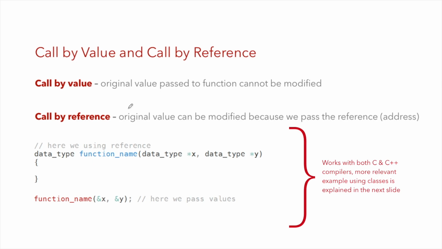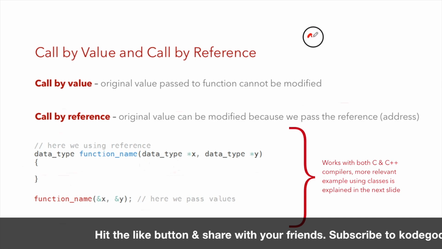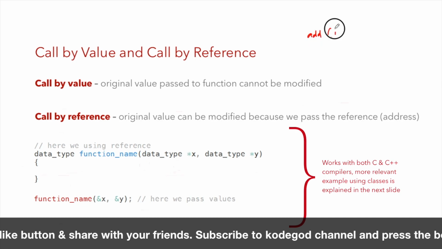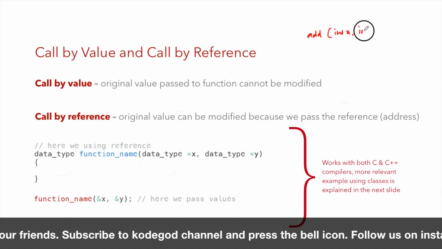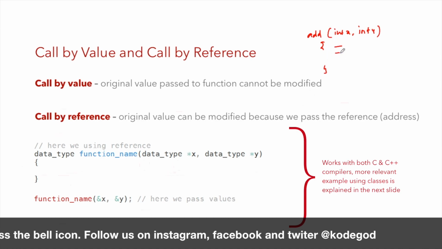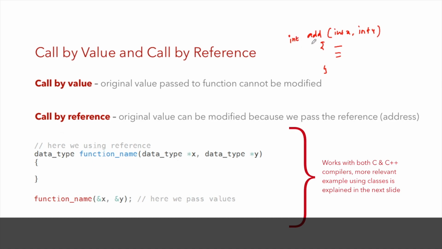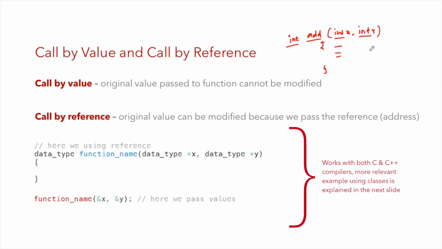So call by value is very straightforward. You have an original value passed to a function, and it cannot be modified. As in, let's say you have a function add, and you are passing two integer values to it, int x and int y. Let me just add the return type as int. So add is a function which is going to return an integer value, and it is going to accept two integer values x and y.